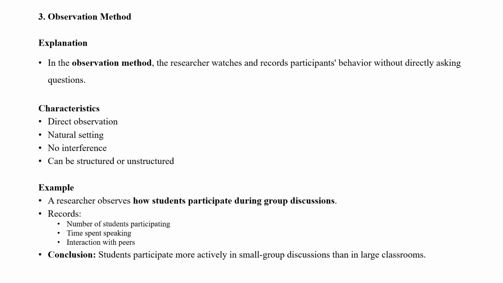Next one, observation method. What is the observation method? The researcher watches and records participants' behavior without directly asking questions. Through observation, they observe what participants are doing, and depending on that they collect the results. Characteristics: direct observation, natural settings, no interference, can be structured or unstructured also. Example, the researcher observes how students participate during group discussion: the number of students participating, time spent, how actively they participate, and the interaction with peers. Like this they calculate.